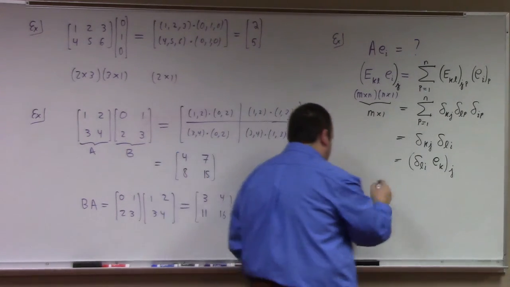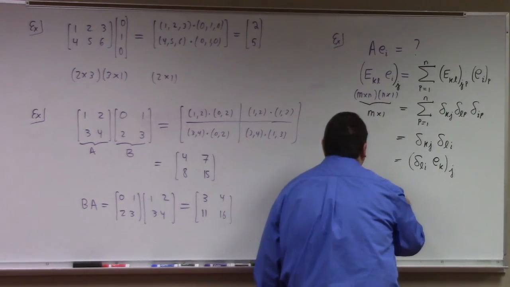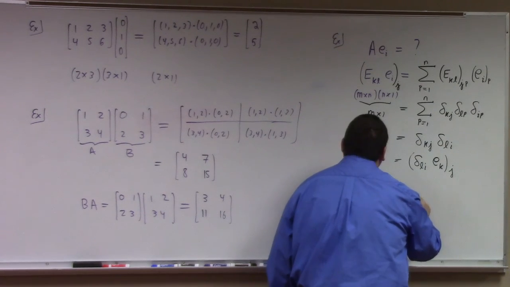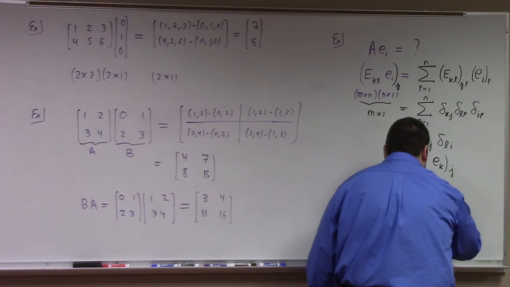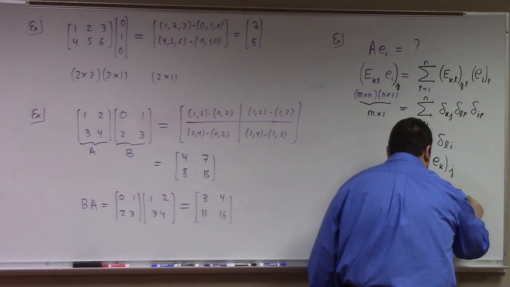So in short, I have shown that if we take E_KL and we multiply it by E_I, what we get is Kronecker delta Li E_K.